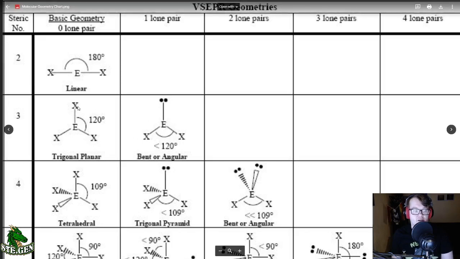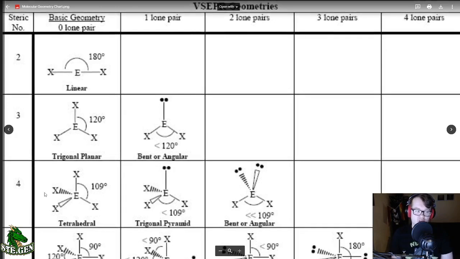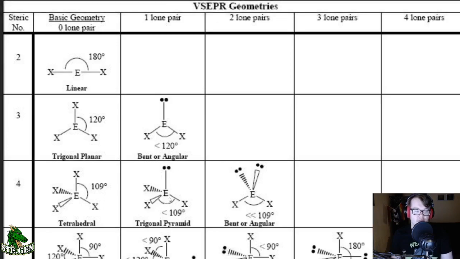And from here your brain might say, okay, well, if there's 4 things, it should be 90 degrees apart. But you have to remember that we have 3D arrangements. These are 3D, which means they actually can get further apart than 90 degrees. They can form what's called a tetrahedral shape. So if you have 4 things and no dots, it forms this tetrahedral arrangement that has 109 degrees as its angle. If you take one of those things away and you have a pair of dots, it becomes trigonal pyramidal.